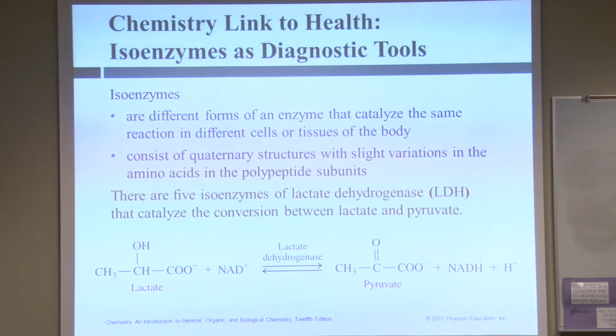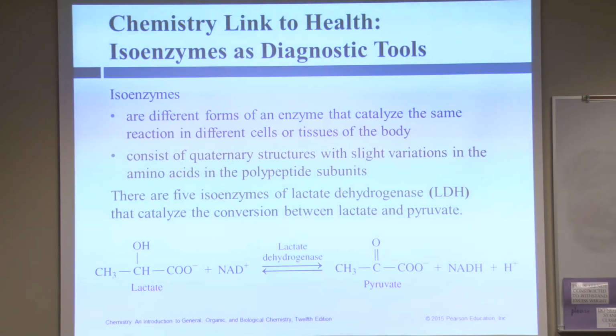Now, this is a very good example about enzyme action. I want you to look on page 575, please. And these are isoenzymes. What are isoenzymes? Isoenzymes are different forms of the same enzyme that catalyze the same reaction in different cells or tissues of the body. Isoenzymes are quaternary structures of proteins. Enzymes are tertiary, quaternary structures of proteins with slight variations in the amino acids. Isoenzymes we are talking about.